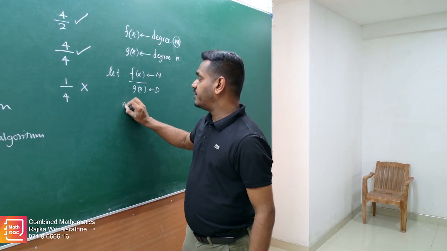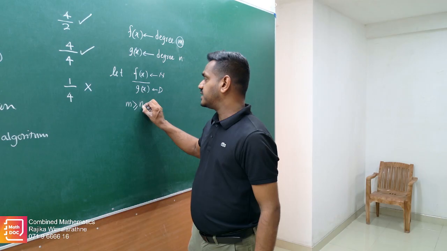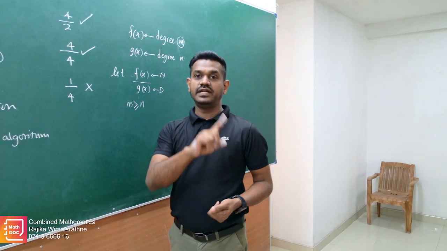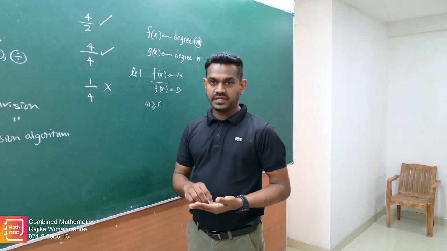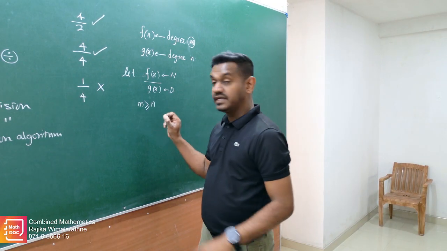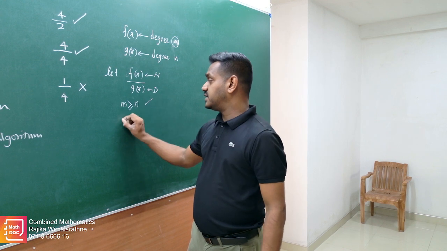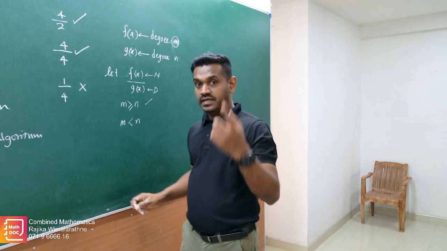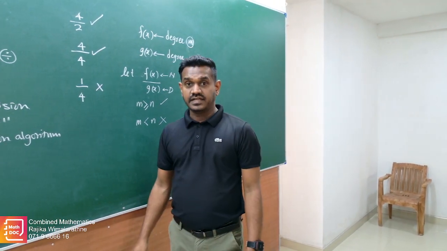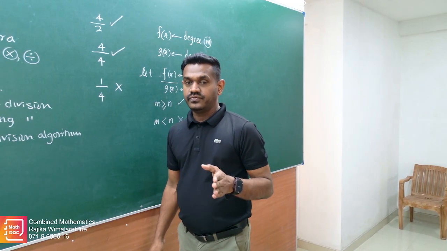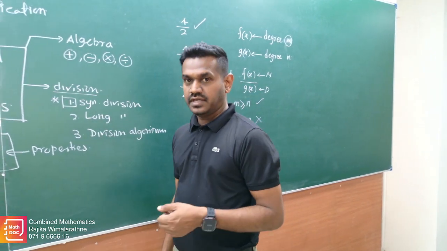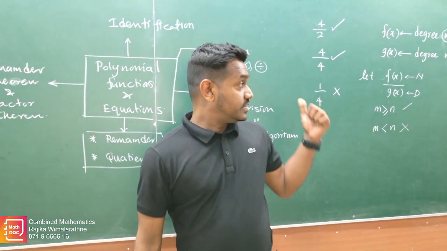Now division will be possible depending on the values of n and m. If m is greater than or equal to n, that means the numerator degree is greater than or equal to the denominator degree, then surely division will be possible. If m is less than n, that means the numerator degree is less than the denominator, then division is impossible. Then we can identify whether two polynomials are divisible or not. Now let's see a few examples.